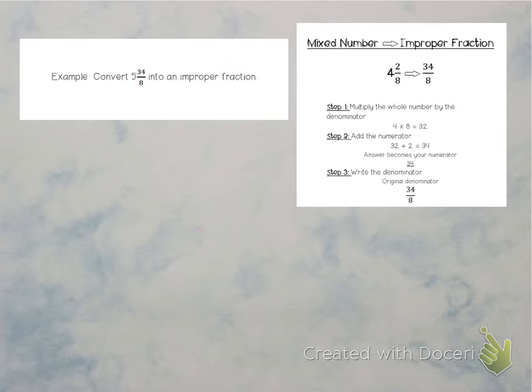So let's practice this. I copied and pasted this fraction. So give me a second. So this is actually going to be 5 4/8. So let's change that together. Okay, so here we have 5 4/8. Okay, and we said our operation was going to be to multiply. So we're going to put a dot in between our whole number and denominator, and add our numerator.